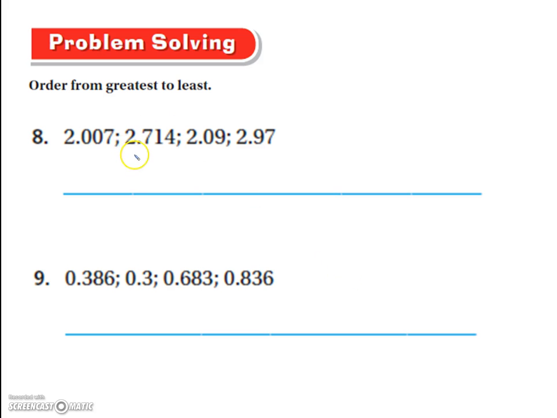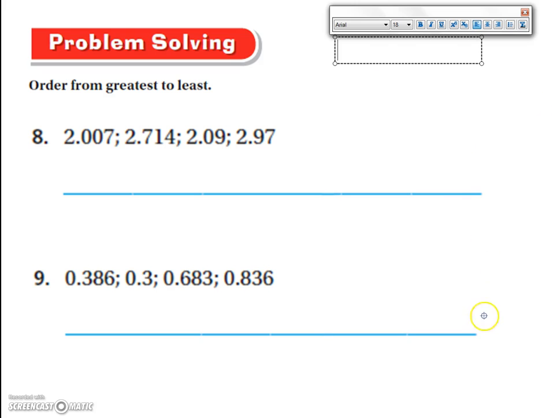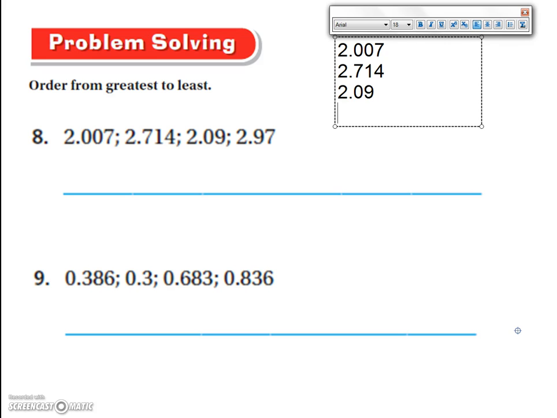So then you'll have problems like this, and that just gives you four numbers, and you put them in order. So I'm just going to do one of these. I'm going to type out the numbers: 2.007, 2.714, 2.09. Remember, you've got to line them up by their decimal points. That makes it so easy.